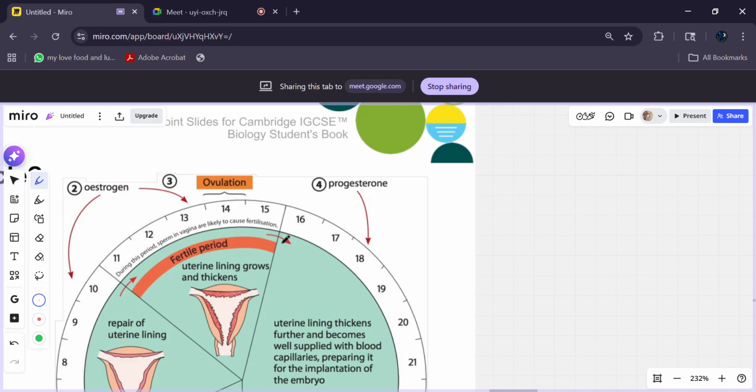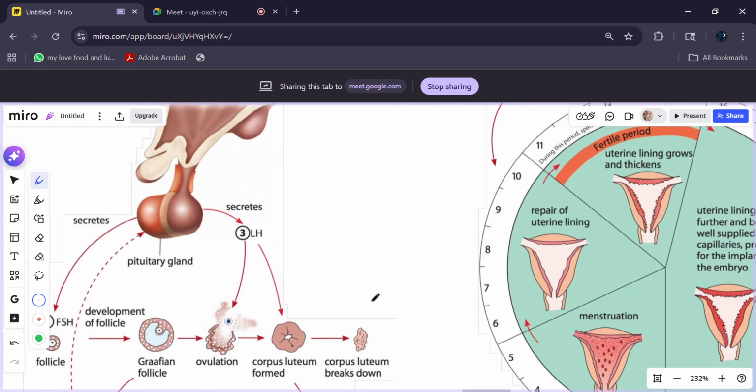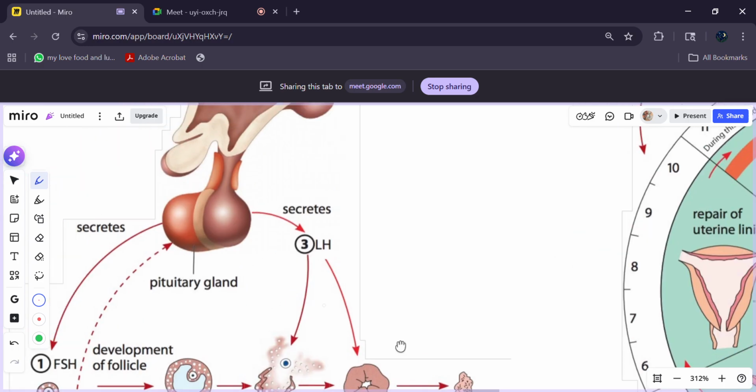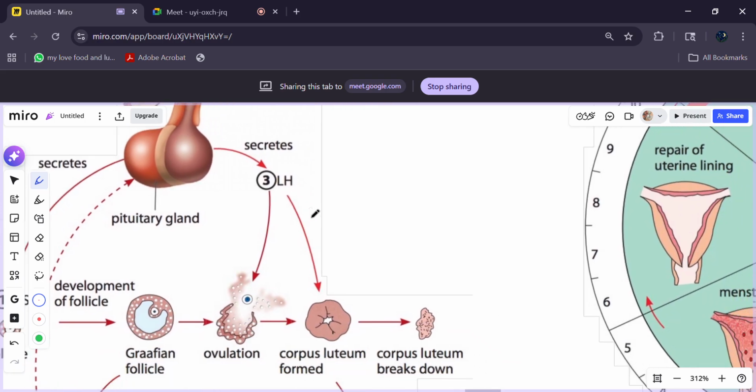The remainder of the Graafian follicle develops into the corpus luteum, and development of the corpus luteum is caused by the luteinizing hormone. It is the pituitary gland that secretes the luteinizing hormone. And now, when the corpus luteum is produced, it secretes progesterone into the bloodstream.